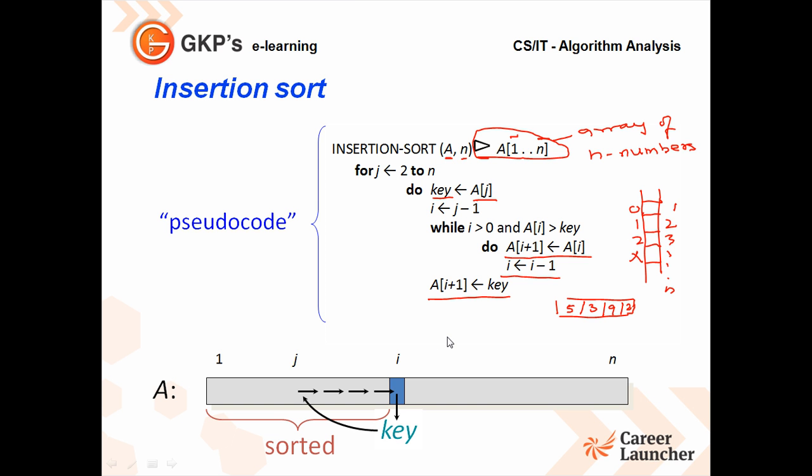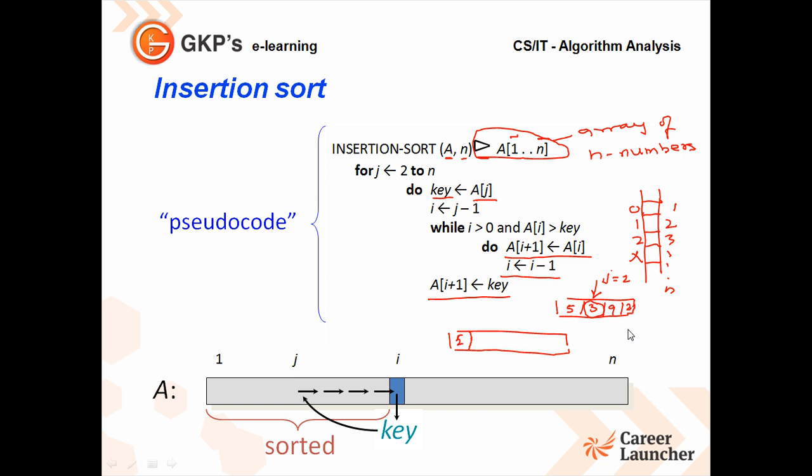So first we are starting from j equal to 2. So how are we starting from here? The first element is 5. We are not doing anything with this element. We pick the second element, j equal to 2, and then it says key tends to aj, that means a2 is the key.